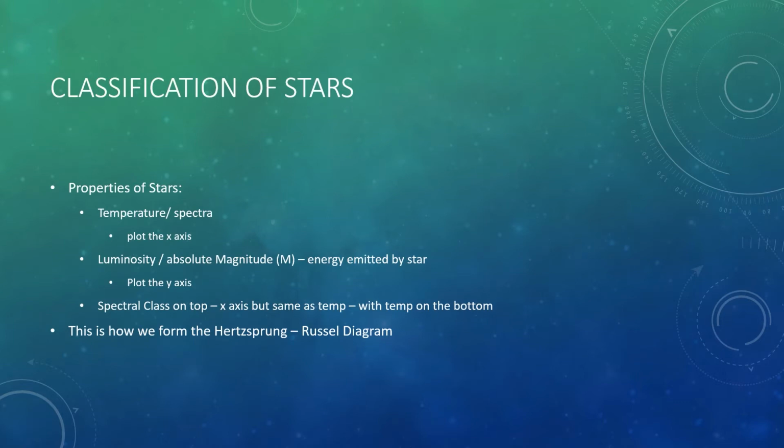The classification of stars has to do with their different properties. Their temperature and spectra, which becomes our x-axis, and the luminosity and absolute magnitude, or the energy emitted, which is our y-axis, with the spectral class being on the top, which is another x-axis, but the same as temperature with temperature at the bottom. So you essentially have this square. And our y-axis becomes absolute magnitude, with temperature and spectra here and temperature down here. Sometimes they do have both on the bottom, but generally this is how we form the Hertzsprung-Russell diagram, or the HR diagram. You don't need to call it the Hertzsprung-Russell, it is from henceforth now going to be called HR.